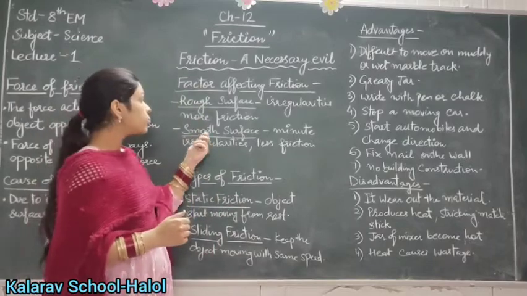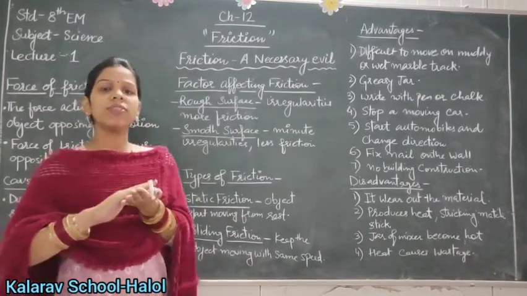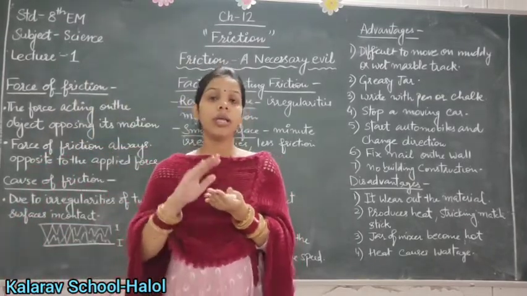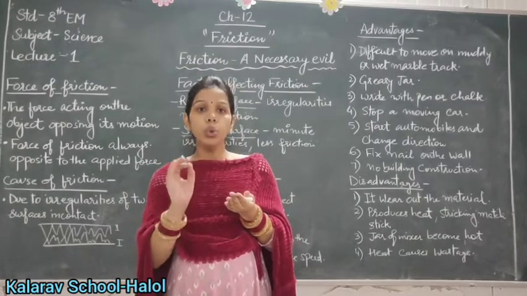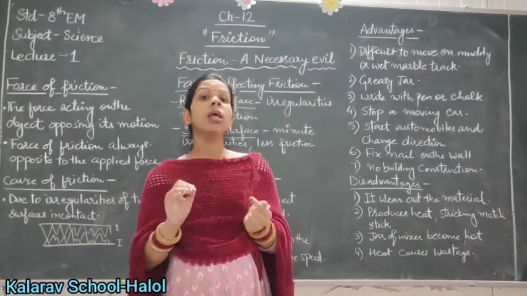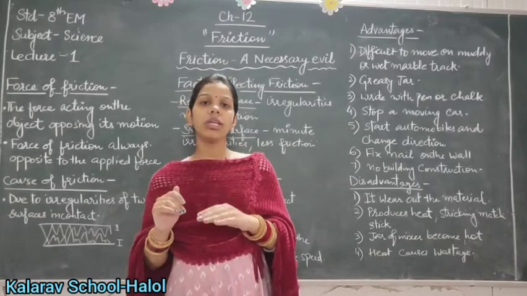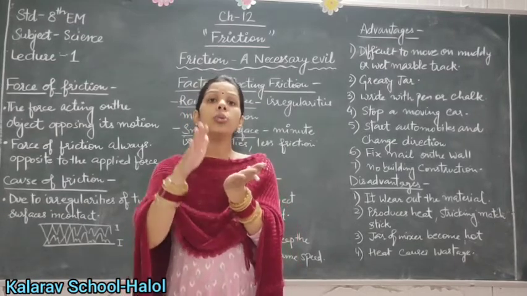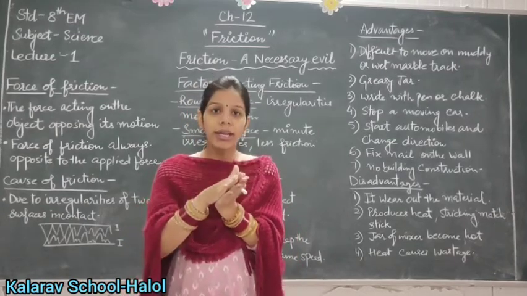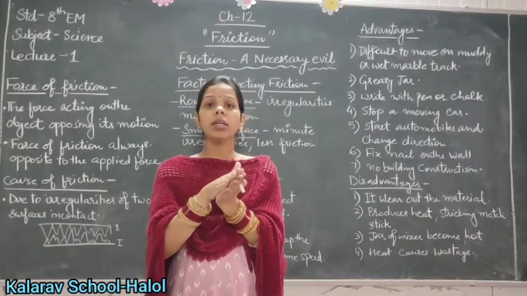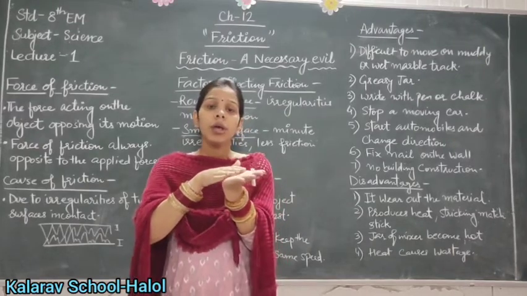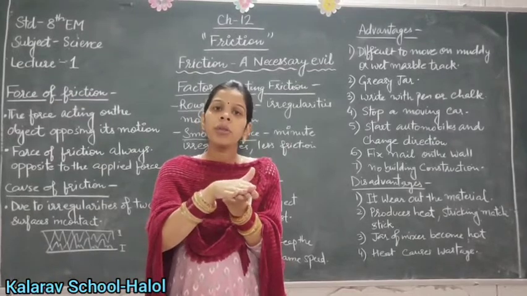Second is smooth surfaces. In smooth surfaces, the irregularities are minute and negligible, so the force of friction is less. The two bodies in contact have less interlocking, and the objects move continuously.